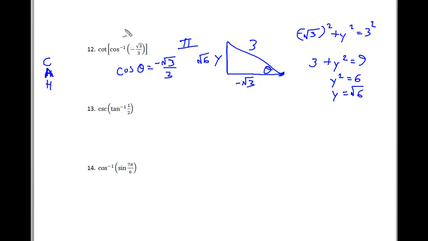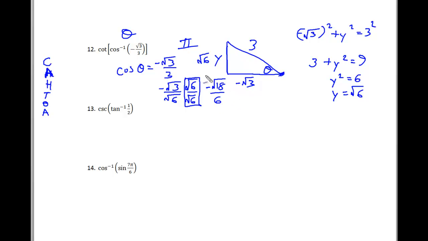So we're now going to take the cotangent of this angle. The cotangent of that theta is going to be, tangent is opposite over adjacent, so this would be adjacent over opposite, and that would give us this weird fraction of negative square root of 3 over square root of 6. And no, we can't leave our answer like that. We have to rationalize the denominator, multiplying top and bottom by square root of 6 over square root of 6. Doing this, multiplying by a very fancy looking 1, this gives us negative square root of 18 over 6.